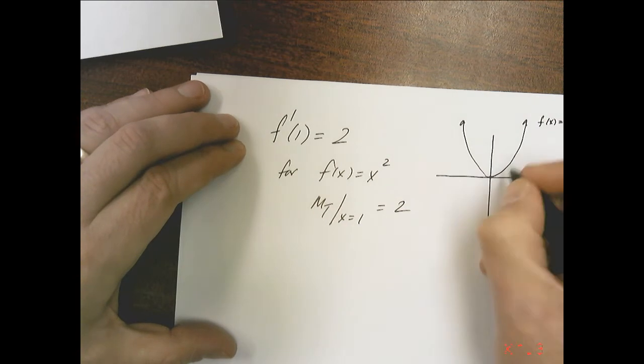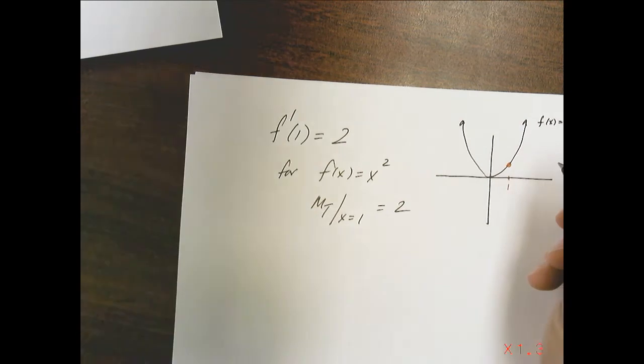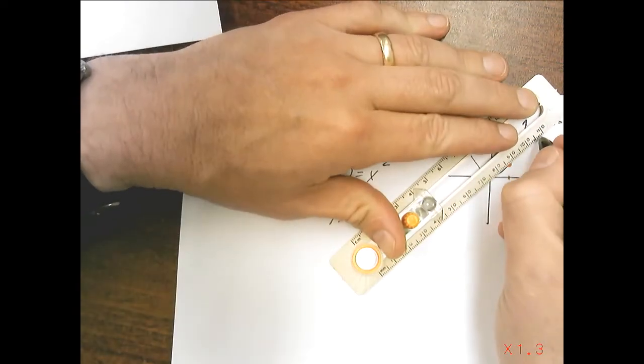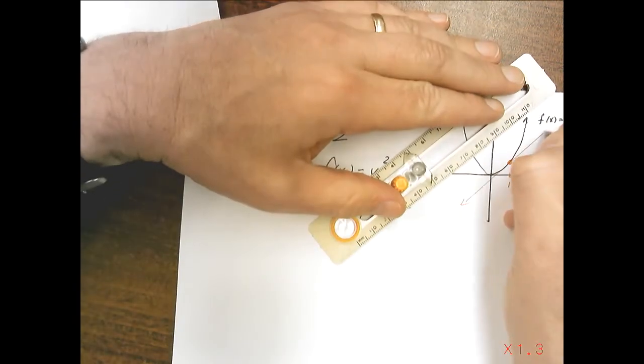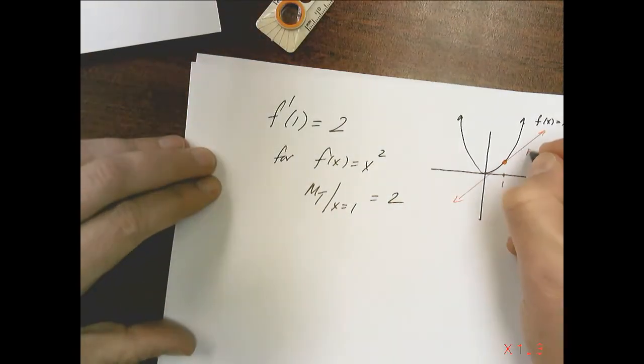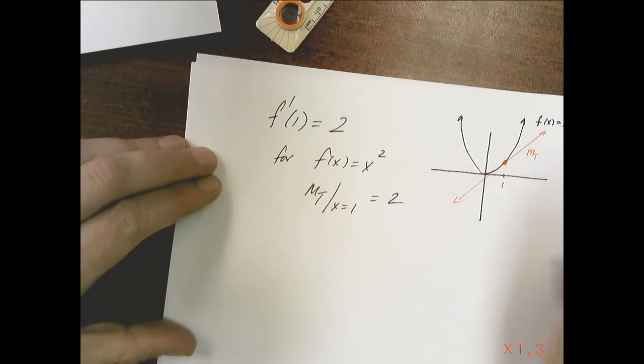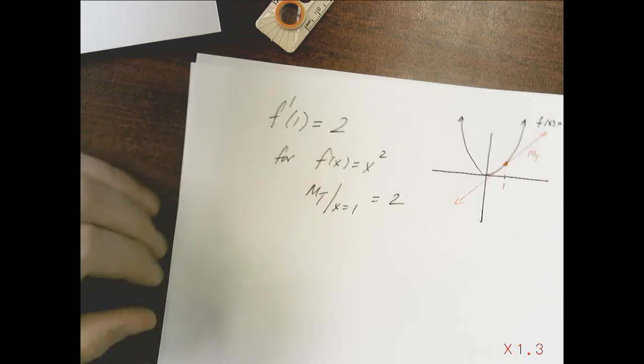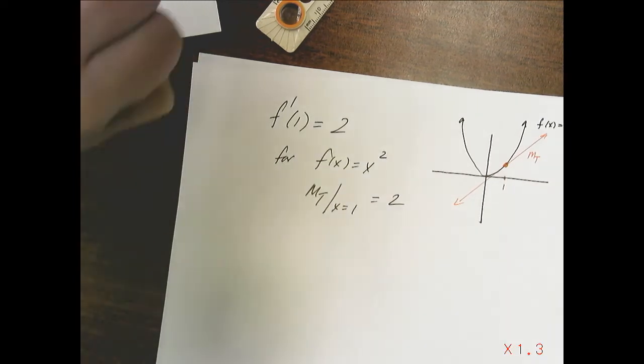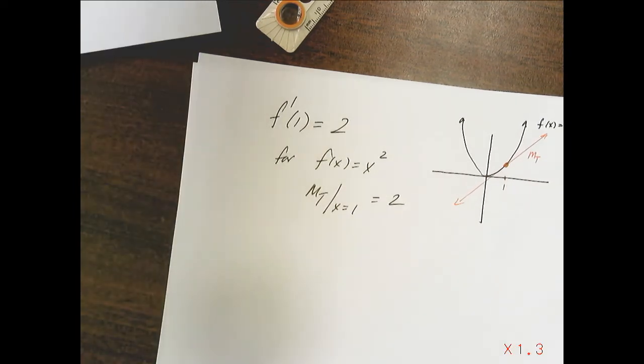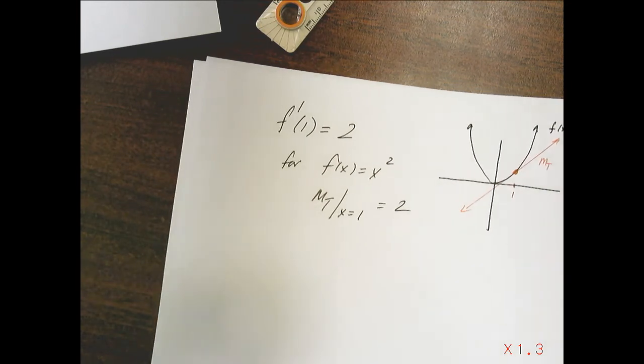At x equals 1, grab a ruler. We have found the slope of the tangent at that point. Okay? And that's using method 1. We found one slope of the tangent, and that's all I've got, but that's all the question asked for. So, let's compare that to method 2.